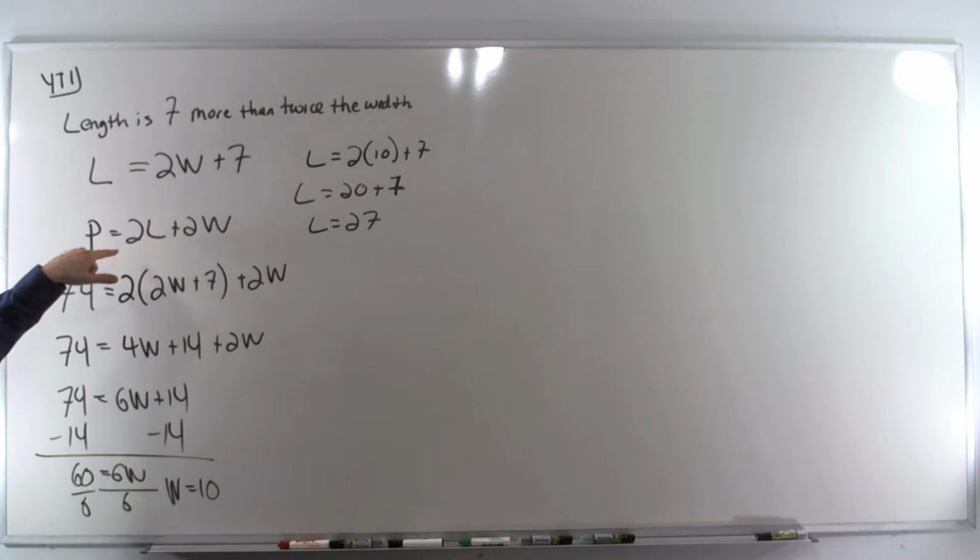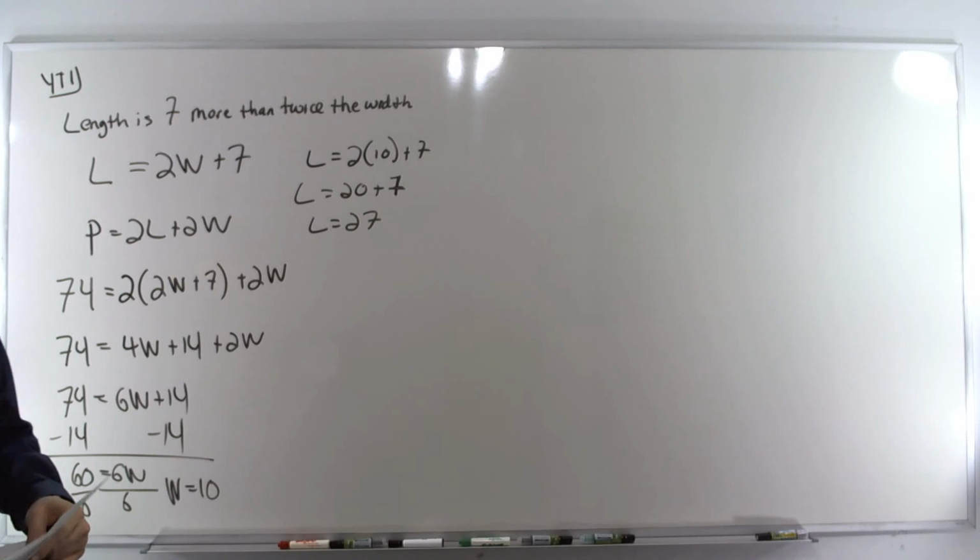Let's see if that works. Now we'll plug both of these values back into the perimeter equation. 2 times L is 54. 2 times W is 20. 54 and 20 is 74. So that checks.